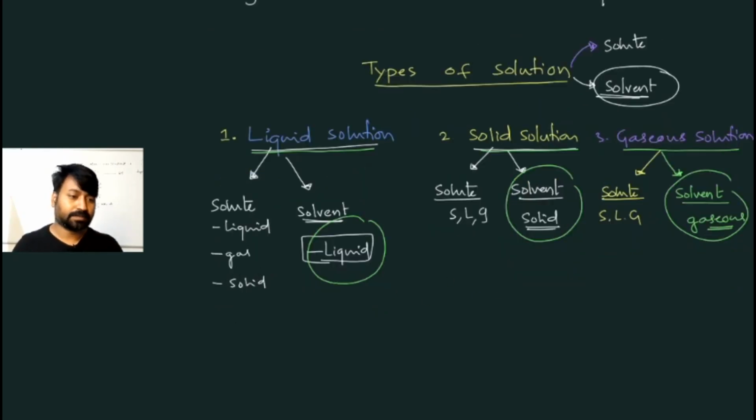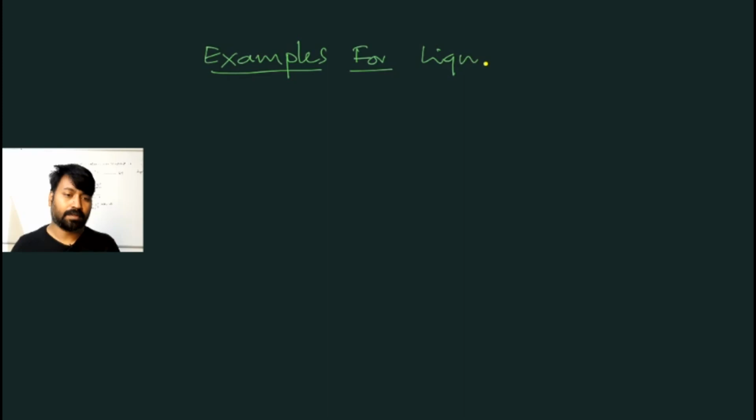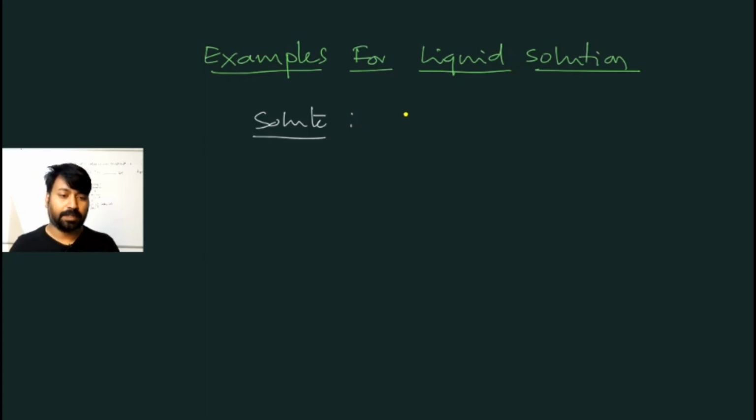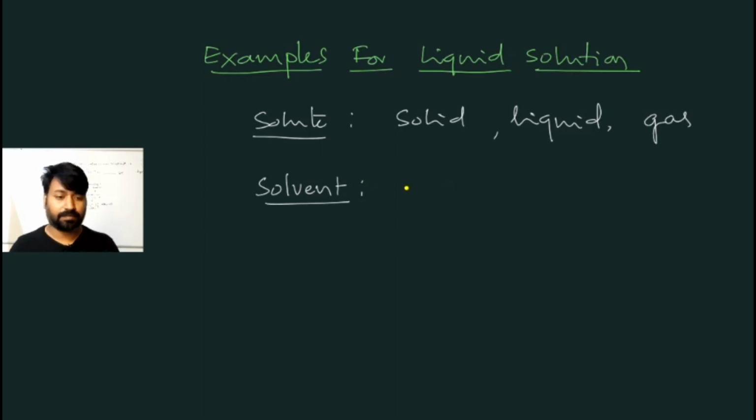Let's see some examples for liquid solutions. What we discussed is, check the solute, what it is. The solute may be solid, or liquid, or gas. It may be anything. But what should the solvent be? Yes, the solvent should always be liquid to result in a liquid solution.